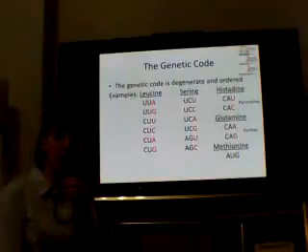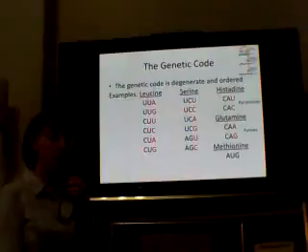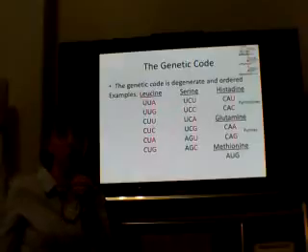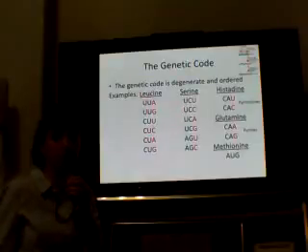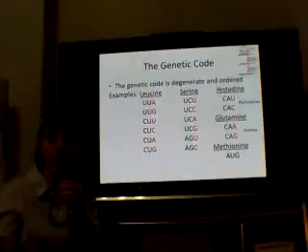So this means that even though the cell makes a mistake every now and then in DNA replication, it doesn't have to be a bad thing. If it makes a mistake in the 3rd part of this codon, it's still going to be a leucine. No big deal. All right? So then that helps the code be degenerate, right?